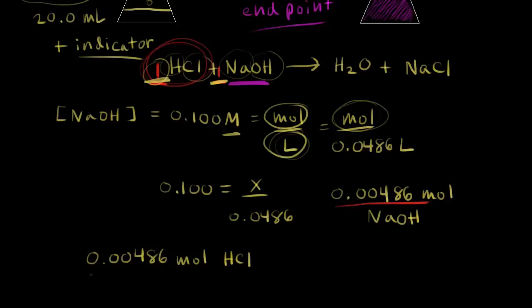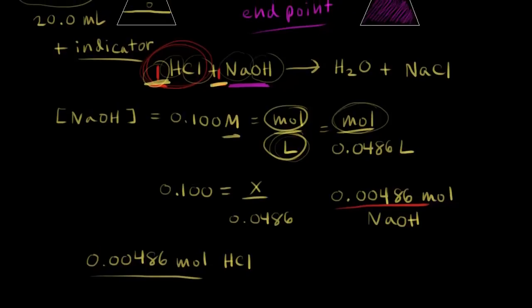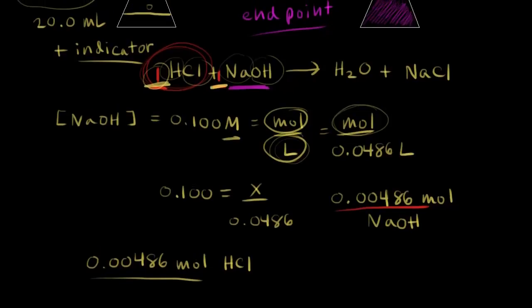So now I know how many moles of HCl I had, and my original volume of HCl was 20 milliliters, right? So right up here we had 20 milliliters. So I need to convert that into liters. So I move my decimal place 1, 2, 3. So I get 0.02 liters.